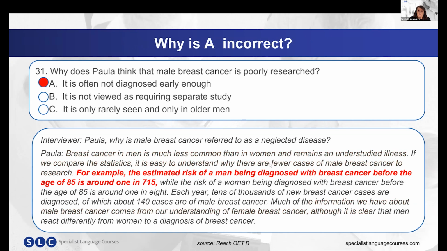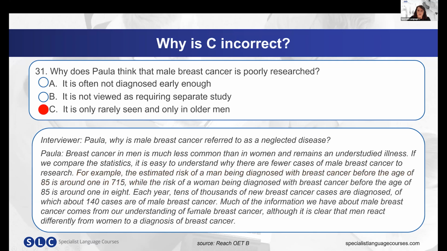So let's look at why the other answers are not correct. We do have information about diagnosis, but we don't have information that it is not diagnosed early enough, which then causes this lack of or poor amount of research. And then C, we do have some statistics about when it is diagnosed, but it's not specifically given as a reason as to why breast cancer is poorly researched, the fact that it is rarely seen and the fact that it only affects older men. So that is not our correct answer.